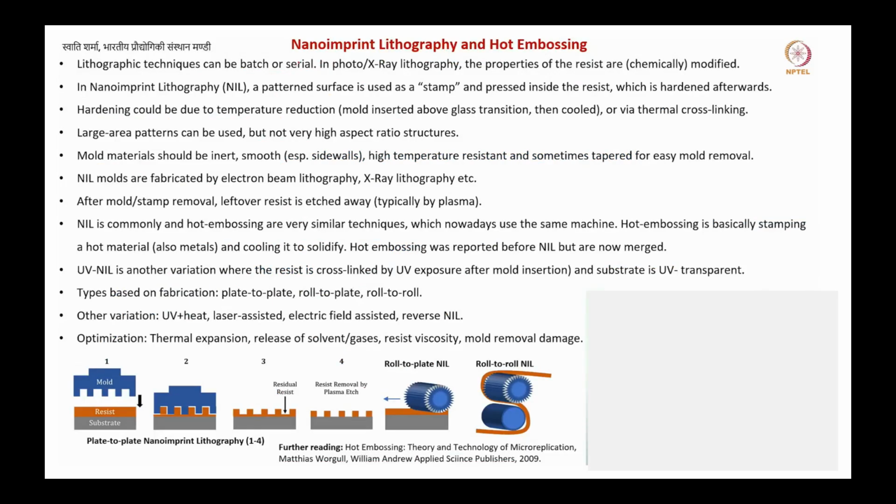Now the next one is nanoimprint lithography and hot embossing. Lithographic techniques can be batch or serial. In photo or electron beam lithography, the properties of the resist are chemically modified. Here we are using some chemical and developing and making our pattern. In nanoimprint lithography, the short form is NIL, a patterned surface is used as a stamp. Whatever pattern we want will be used as a stamp.